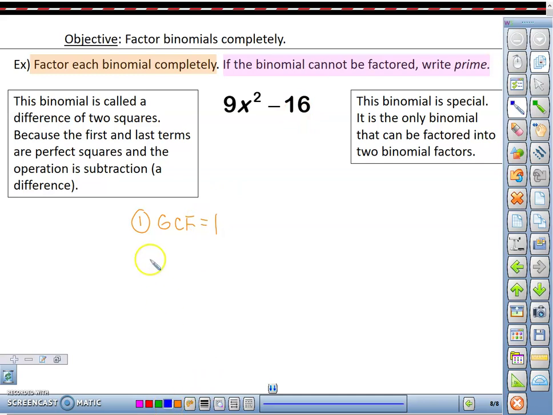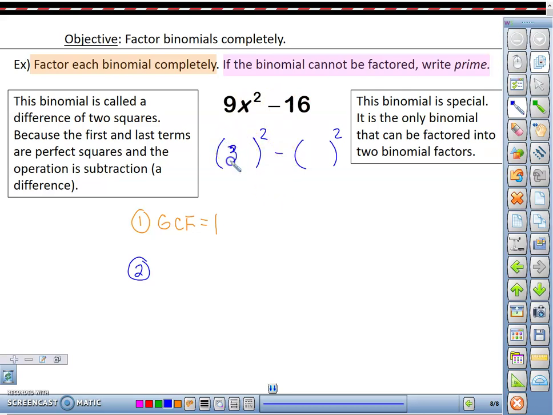Since our GCF is 1, we are now going to move on to the second step, which is to examine this binomial, 9x squared minus 16, and see if it is a difference of two squares. So we have to check to see, can we write it in the structure, a quantity squared minus a quantity squared. If we can, then it is. And if we can't, it isn't a difference of two squares. What we need in order to write it in this structure is perfect squares. So we have 9, which is 3 times 3. X squared is x times x. And 16 is 4 times 4. We've got our minus sign to go in the middle.